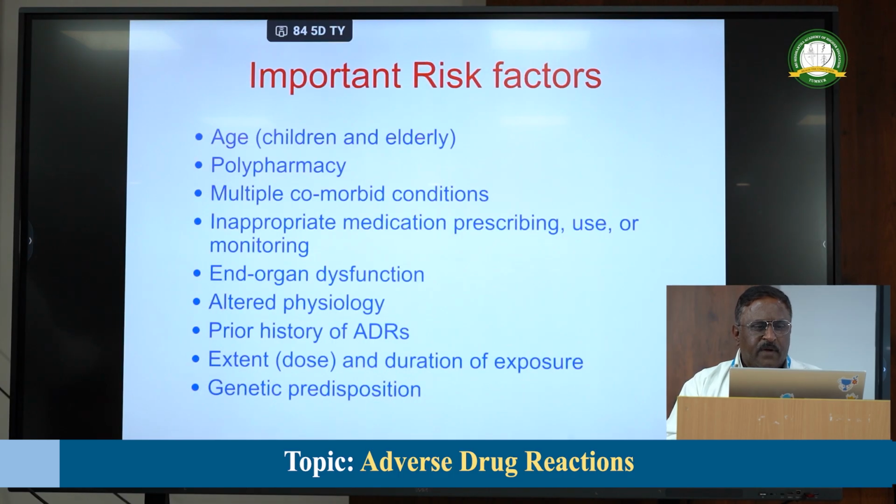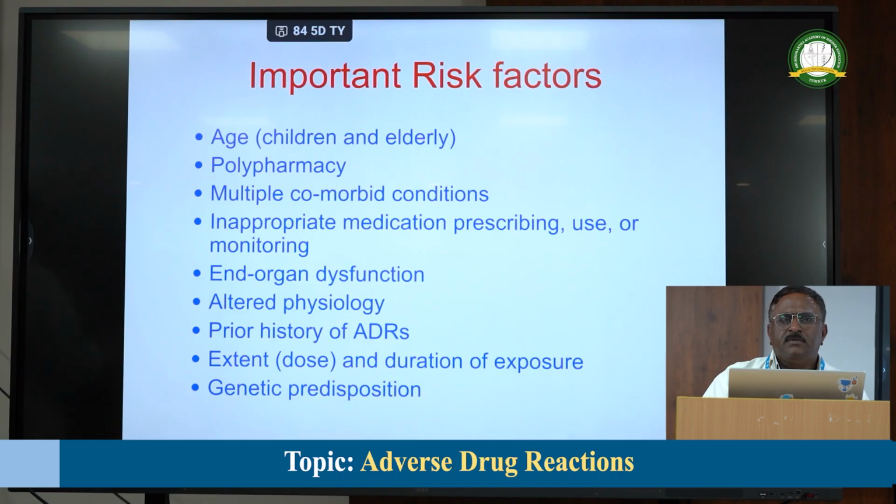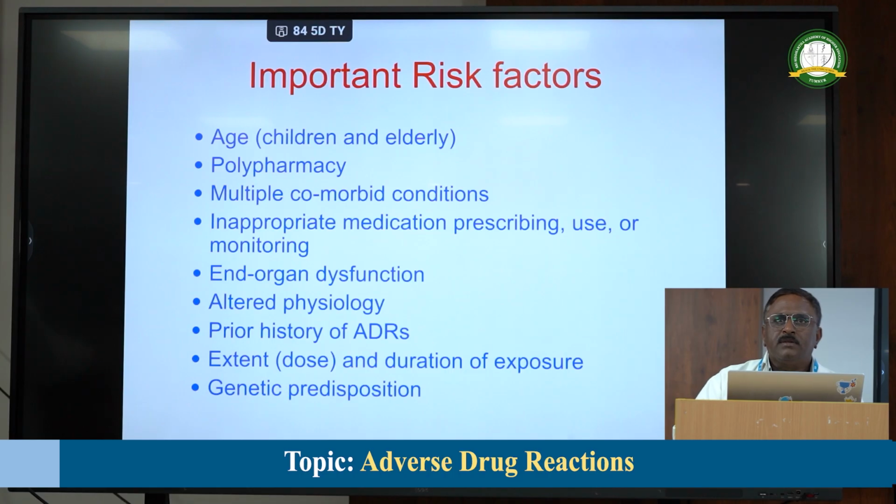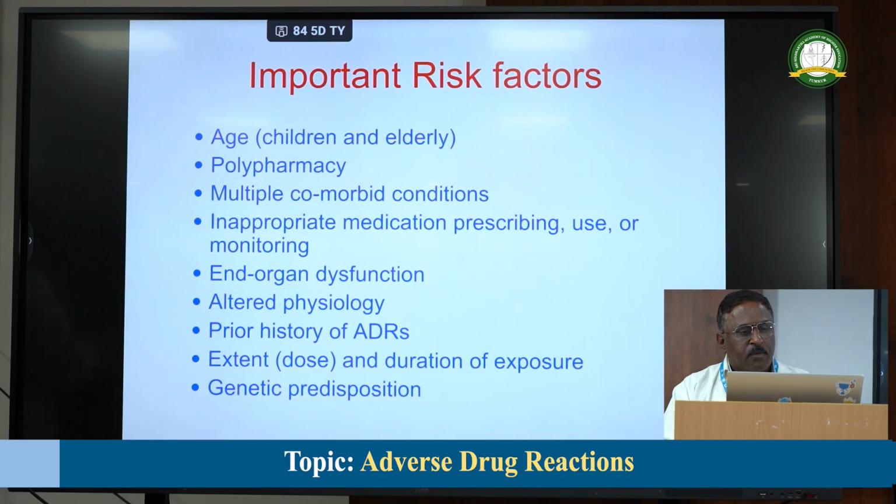What are the important risk factors for these adverse drug reactions? The extremes of age are very important. Children are more susceptible to most drugs because the metabolic process is not well developed until the age of 6 months or 1 year. So most drugs have to be used very carefully in the pediatric age group. Elderly patients may have compromised organ function, so there you need to monitor or tailor the dose of drugs in the elderly population.